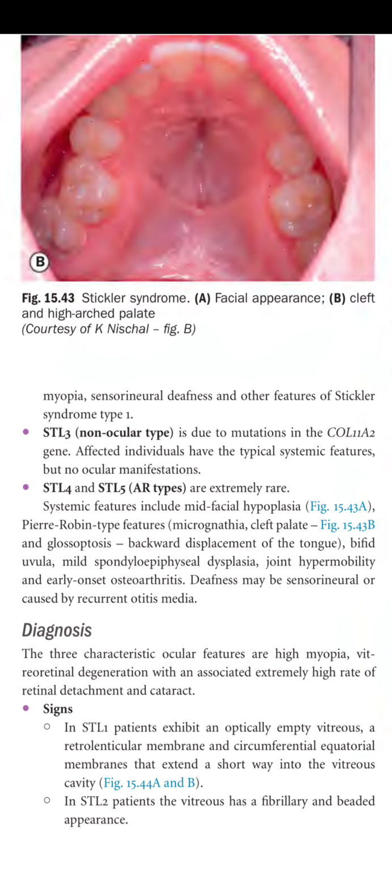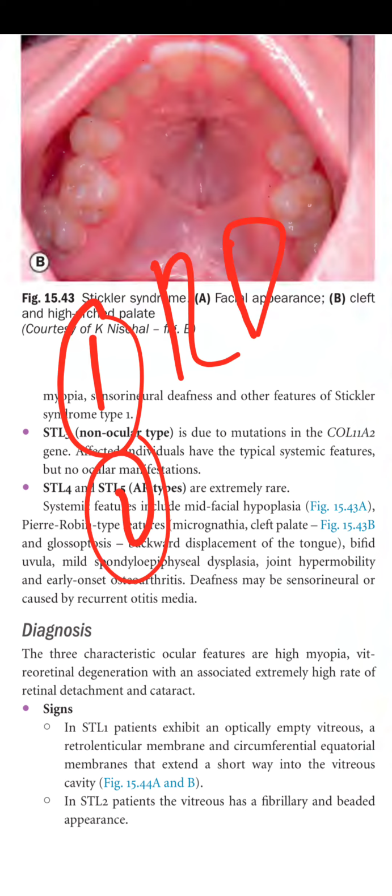So how do you diagnose a case of Stickler syndrome? The three characteristic ocular features are high myopia, vitreoretinal degeneration with an extremely high rate of retinal detachment, and cataract. So most of the time it's a triad: retinal detachment, high myopia, and cataract.